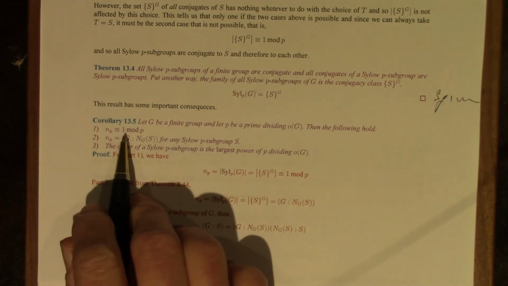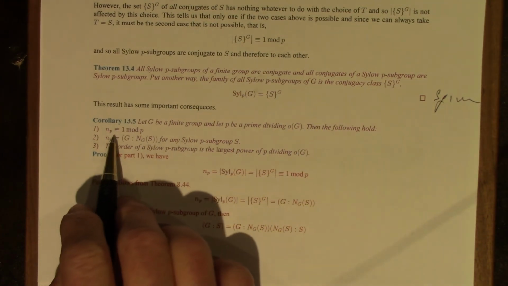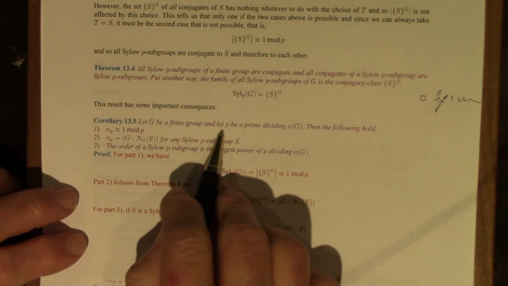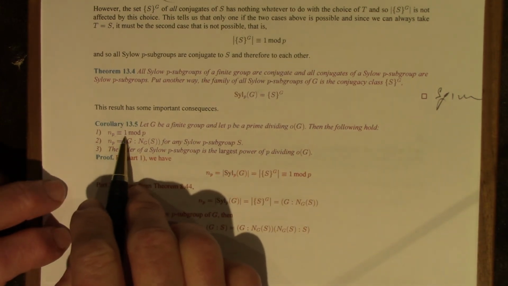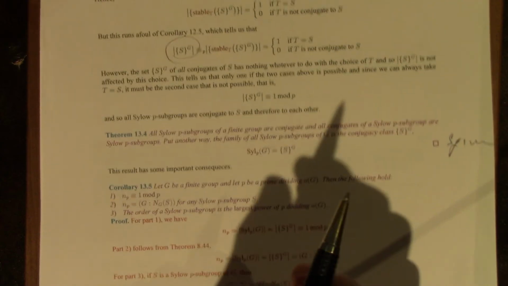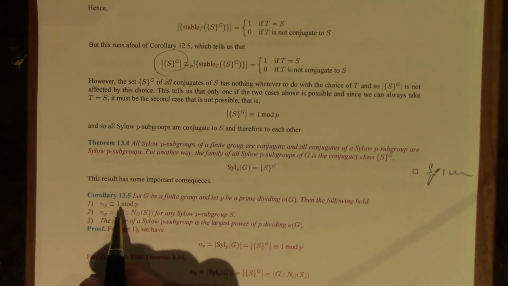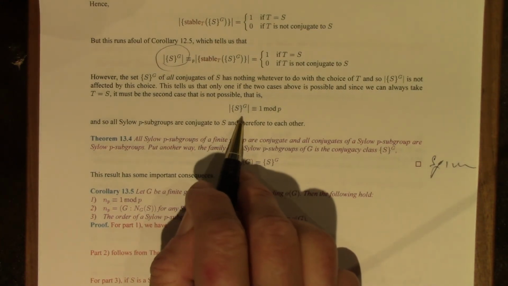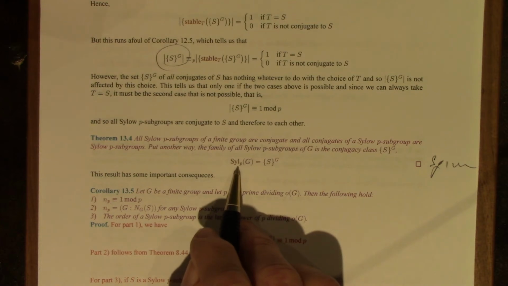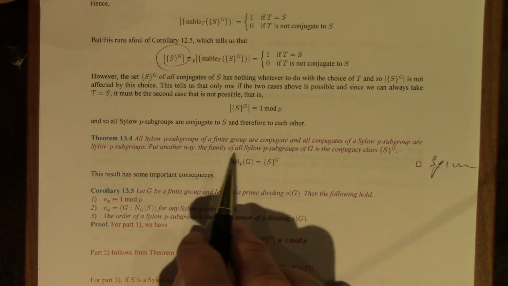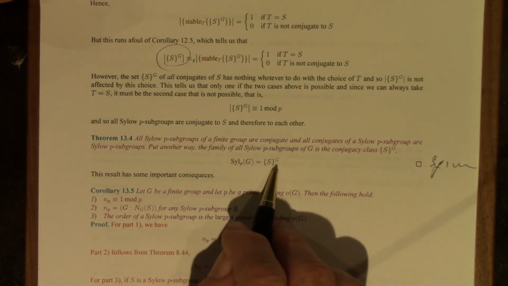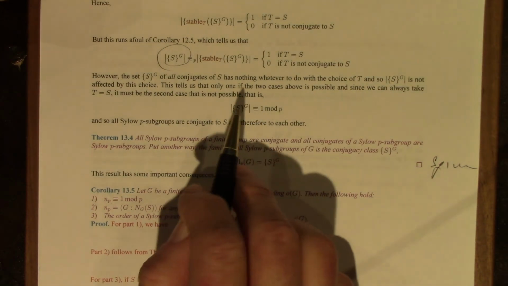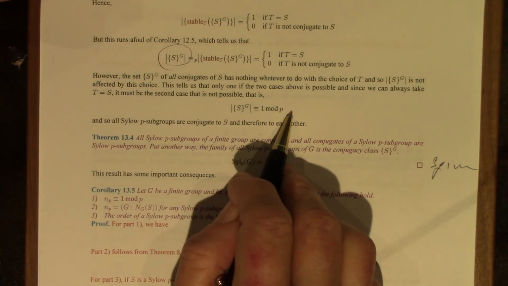Okay, corollary. G is a finite group, P is a prime dividing the order of G. NP is congruent to 1 mod P. NP is the number of Sylow subgroups by definition. Well, that's right here. Because all the Sylow subgroups are conjugate, this set is equal to this set, so the size of this set is the size of this set, which is congruent to 1 mod P.